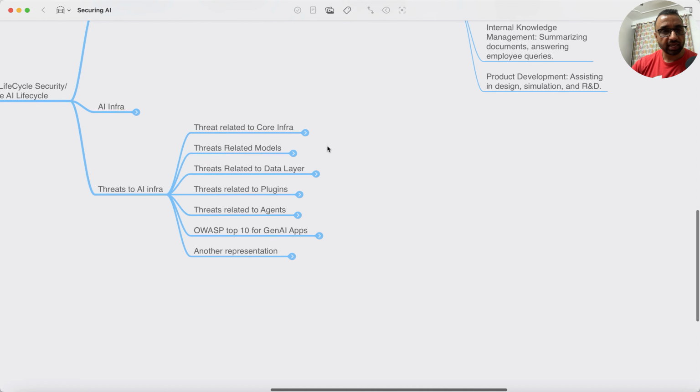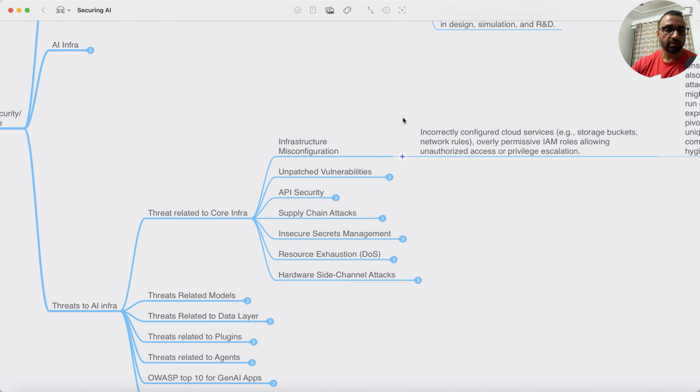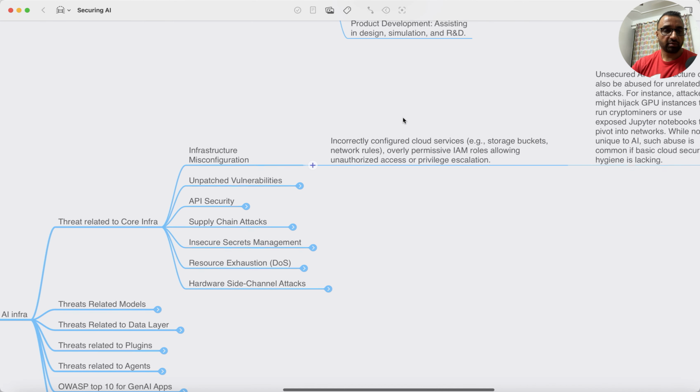So let's look at threats related to core infra. This includes infrastructure misconfiguration, unpatched vulnerabilities, API security issues, supply chain attacks, insecure secrets management, resource exhaustion like DoS, denial of service, as well as hardware side channel attacks. And this is not the full list, right? I'm sure you know that by now. It's hard to cover everything in a single episode, but let's look at them one by one.